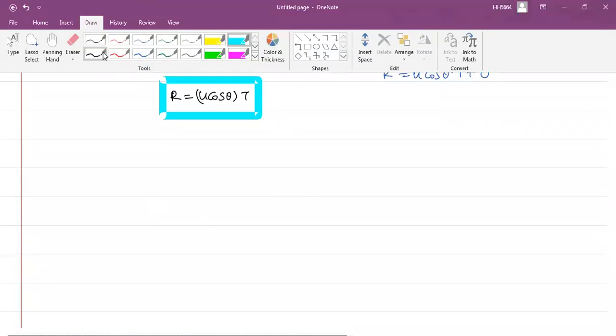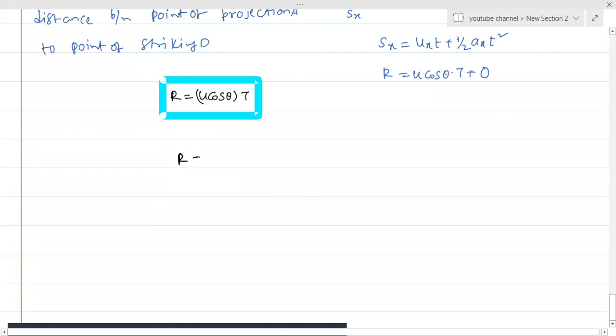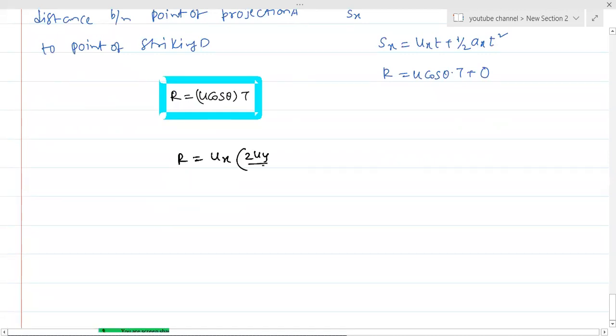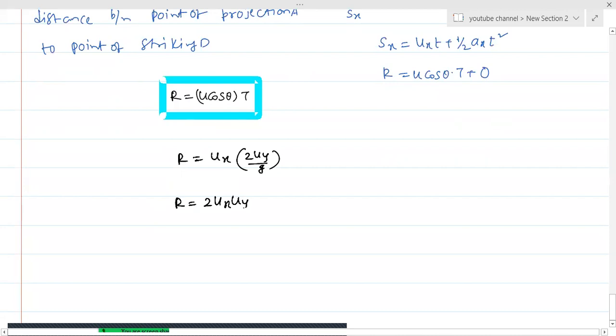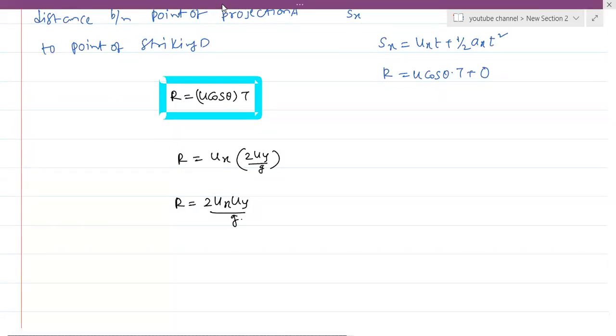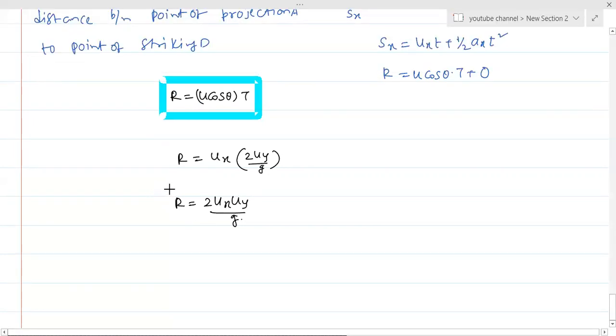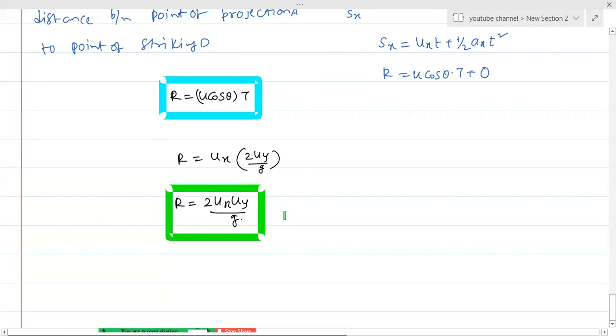And now we will apply: R, Ux means U cos theta, and time of flight is 2uy by g. So we have one more expression, R equivalent to 2 into Ux into uy by g. So this is the range expression here. Range equivalent to 2 into Ux into uy by g.